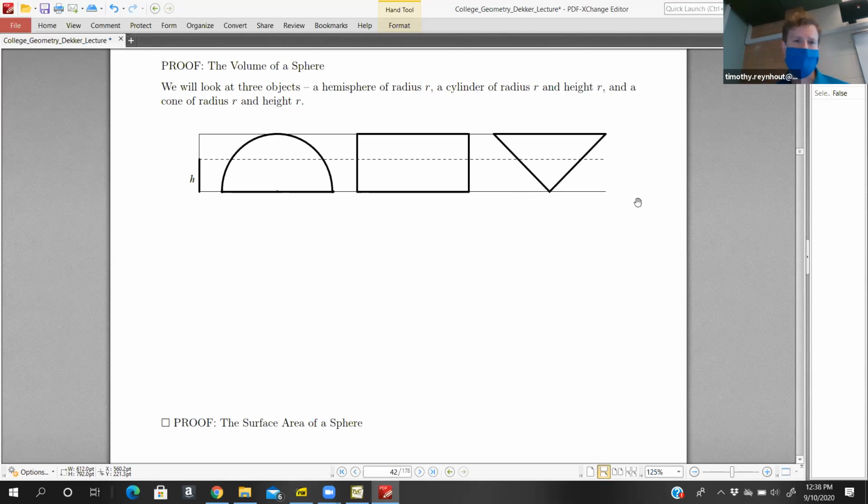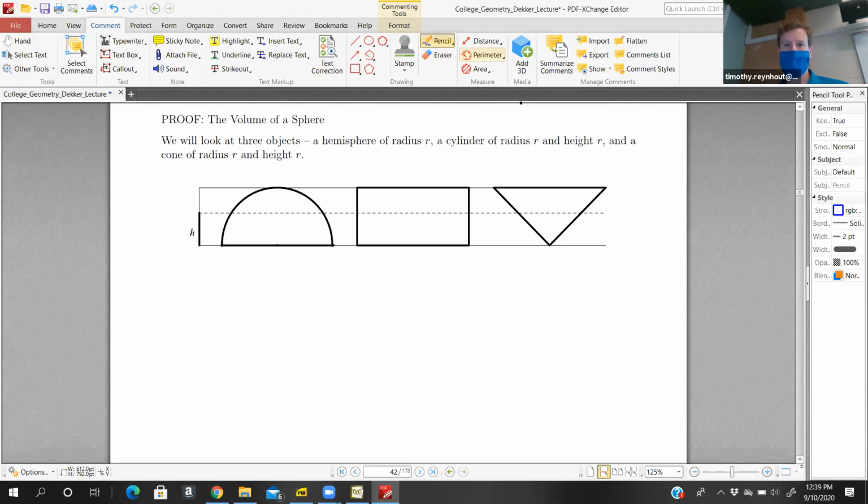All right, so we want to take a look at the formula for the volume of a sphere. And we're going to do that by considering the volumes of 3 objects. The volume of a hemisphere, which is half of the volume that we're interested in. We also want to look at the volume of a right circular cylinder.